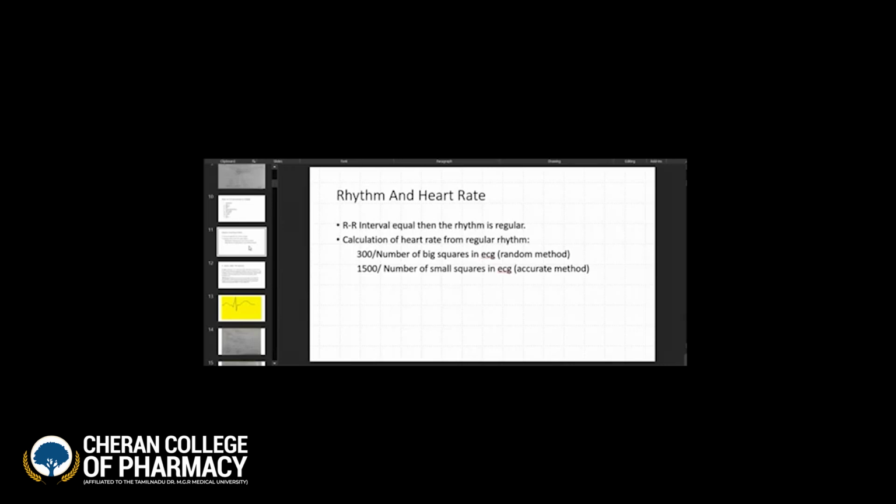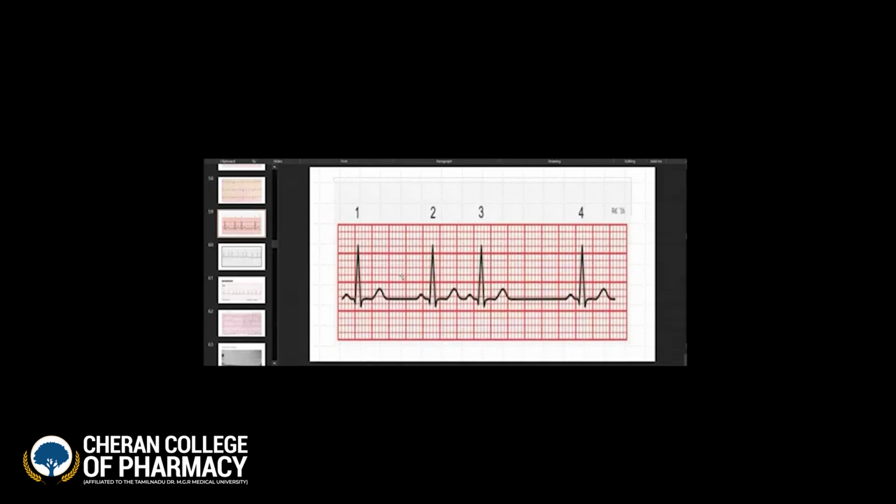So there is a specific formula: 1500 divided by the number of small squares in the ECG. A little bit of mathematics. 1500 divided by the number of small squares. Now how to see the number of small squares and big squares, right? This is the main headache wherever mathematics comes. I know this is an irregular pattern, but I'm showing you how to see the small squares and big squares in the ECG, right?